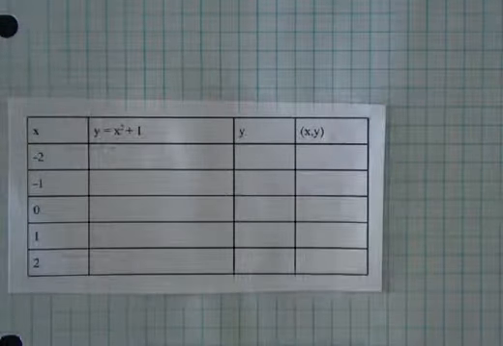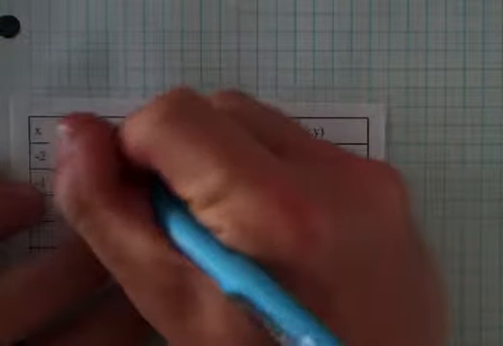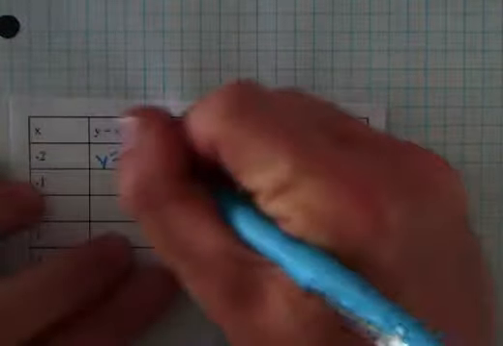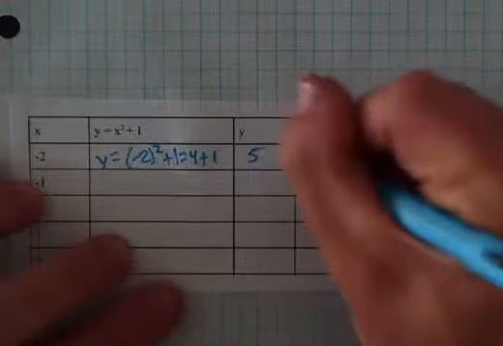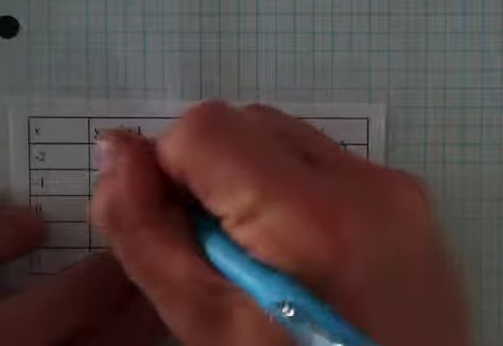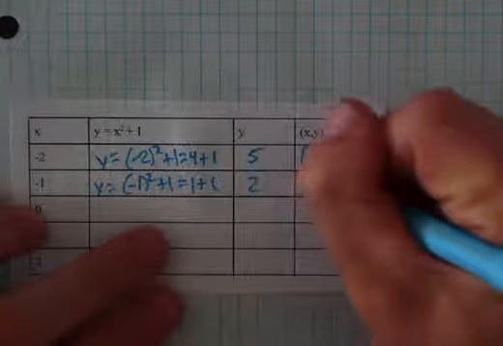This one is y equals x squared plus 1. Well, we're going to go ahead and do the same thing. We're going to plug our numbers in, right? So y equals negative 2 squared plus 1, which equals 4 plus 1, or 5. So we got negative 2 comma 5. Y equals negative 1 squared plus 1, which equals 1 plus 1, which equals 2. So we get negative 1 comma 2.